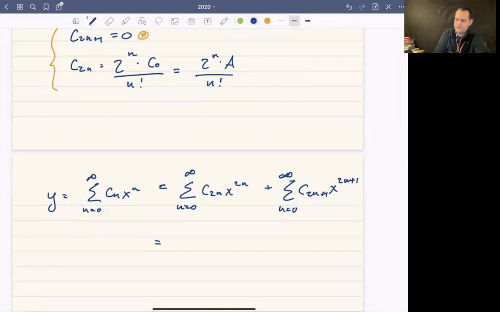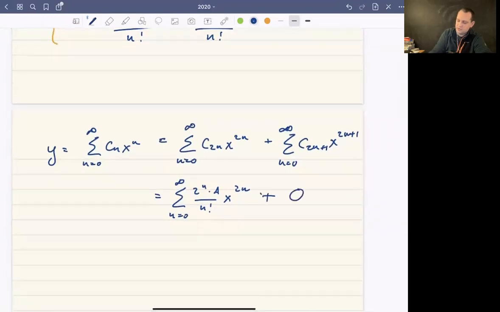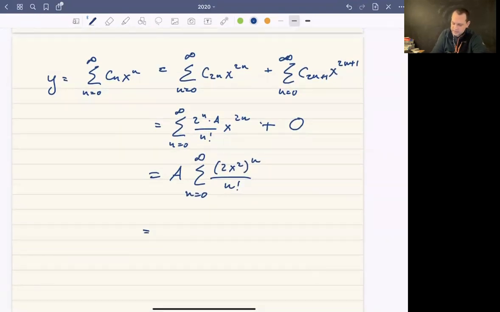But let's finish this. So C sub 2n, we said, is 2 to the n times a over n factorial. So that's our C sub 2n, x to the 2n. And this is the sum starting at 0 to infinity. The other sum is a big old 0. And so let's bring out the a. 2 to the n times x to the 2n is going to be 2x squared to the n, all over n factorial. And again, this looks like an exponential function, and it is. This is a times e to the 2x squared.